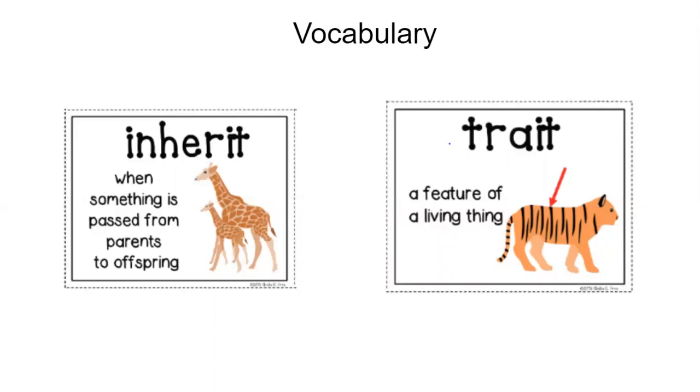The other word that we need to know is trait. Trait is the feature of a living thing. So for example, a trait of a tiger would be that they have stripes. A trait of a frog is that they have webbed feet. It is a feature of a living thing.